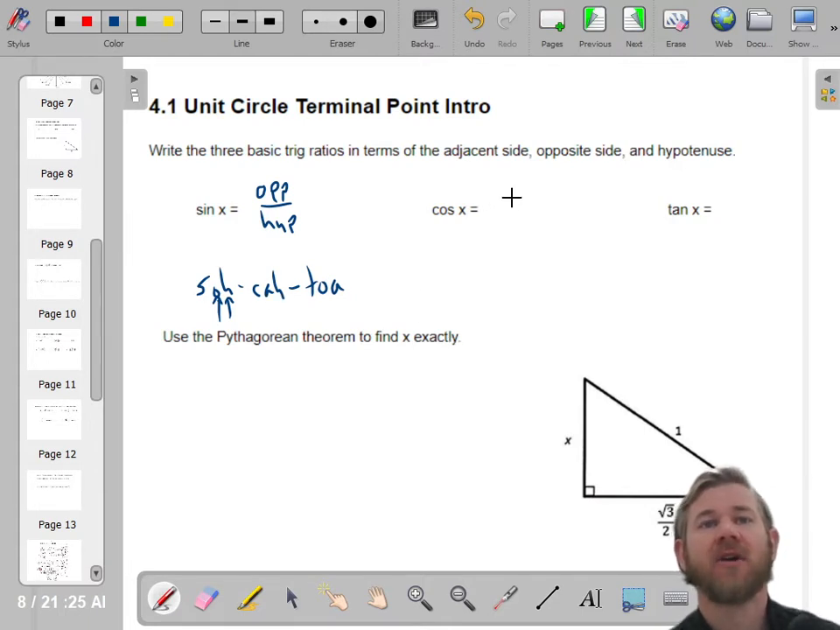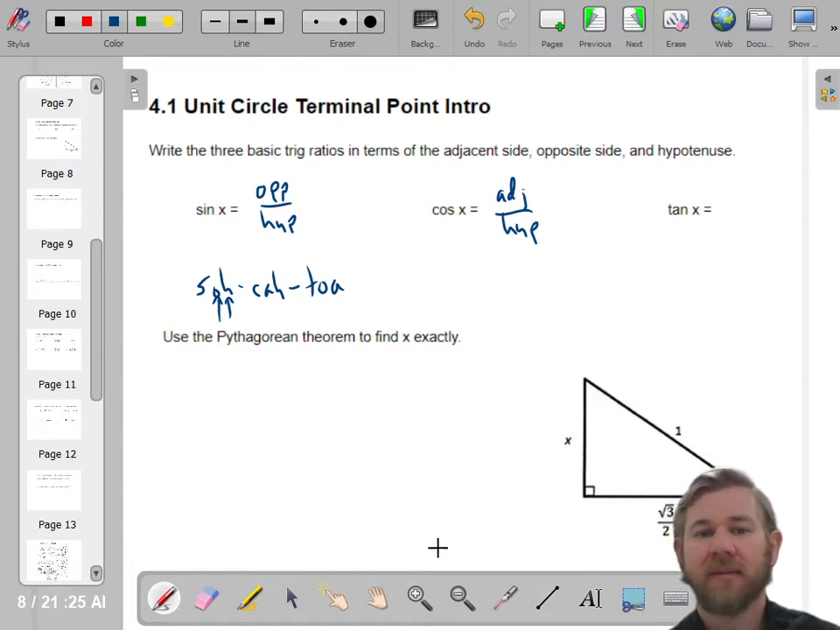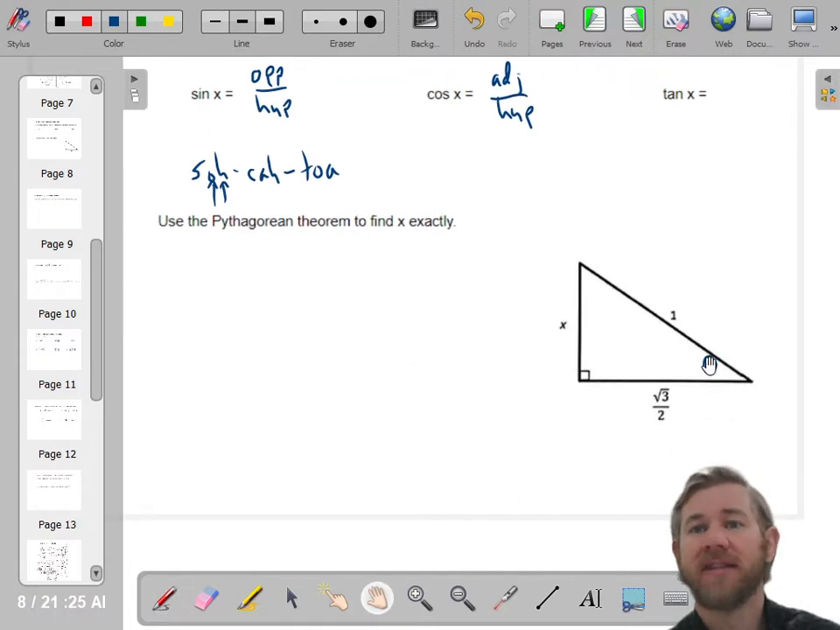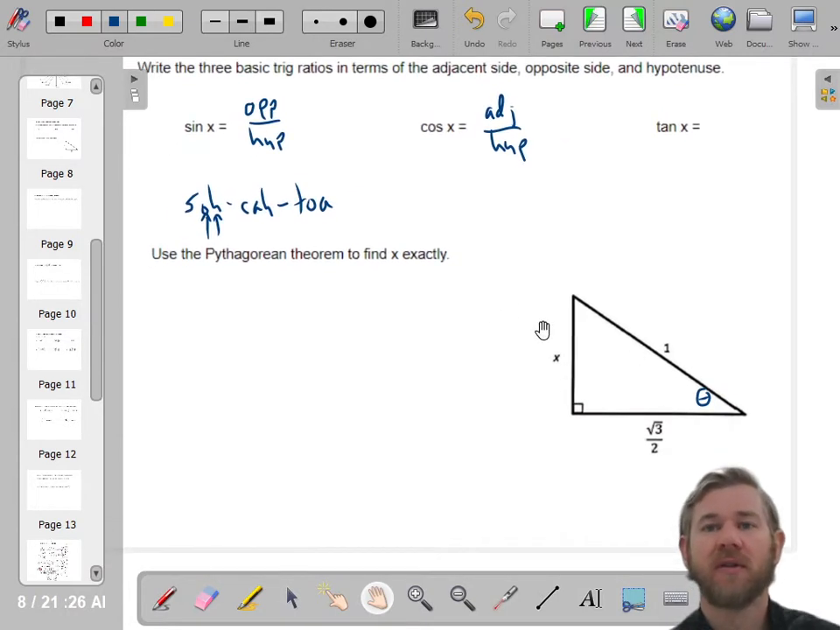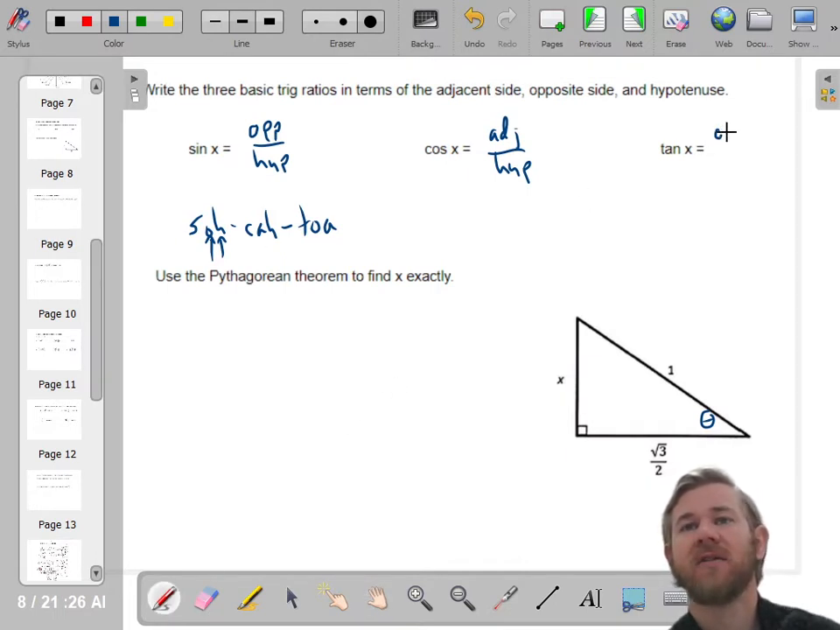Cosine, CAH. Cosine is adjacent divided by hypotenuse. So the adjacent side, if I'm using, let's say this is my angle theta. Let me get that so you can see it. If I call this angle theta, opposite theta is x, and adjacent theta would be radical 3 over 2. And then the hypotenuse is 1 for both of those. And now for tangent, tangent is TOA, opposite over adjacent.